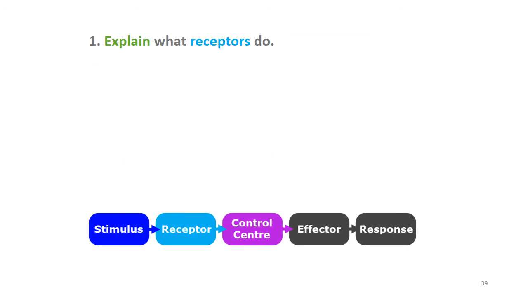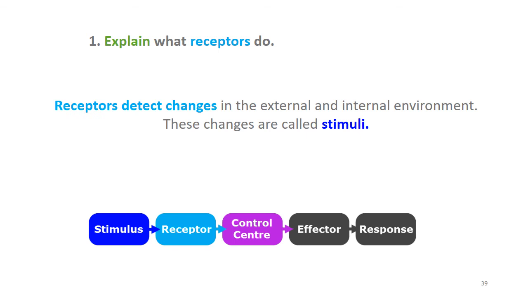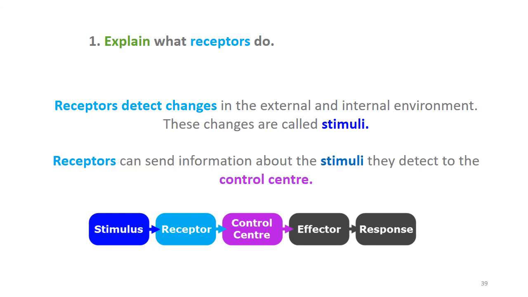Number 1. Explain what receptors do. You can pause this PowerPoint and try and come up with an answer, and then you can come back to it for the answer. Receptors detect changes in the external and internal environment. These changes are called stimuli. Receptors can send information about the stimuli they detect to the control centre.